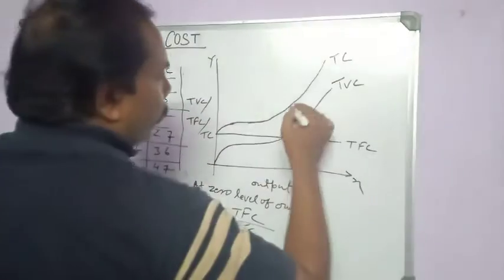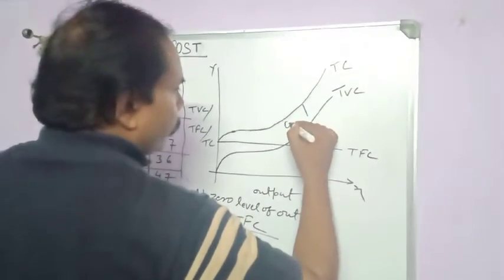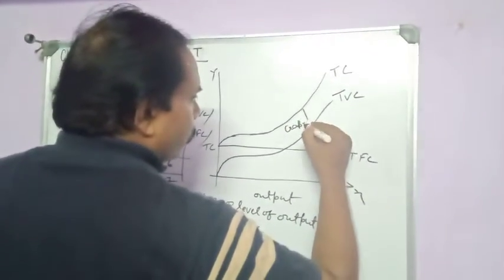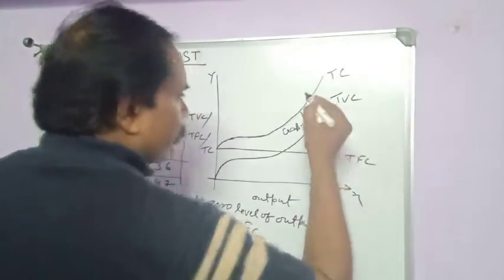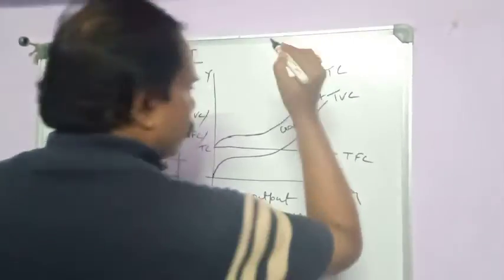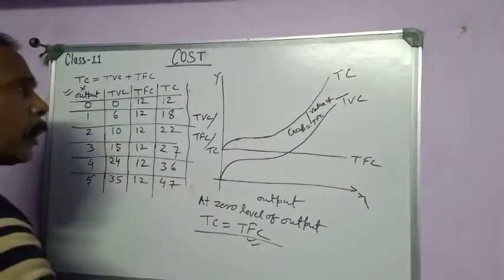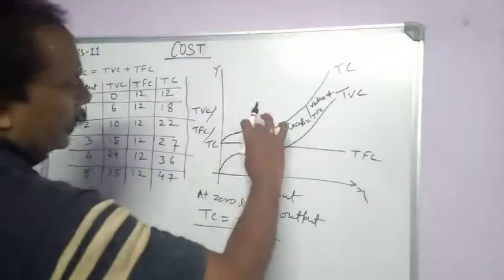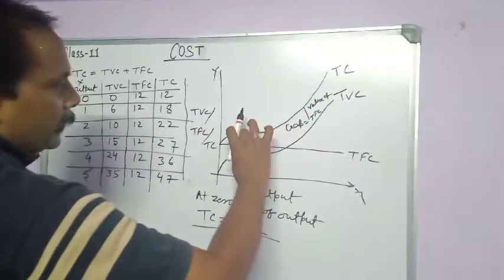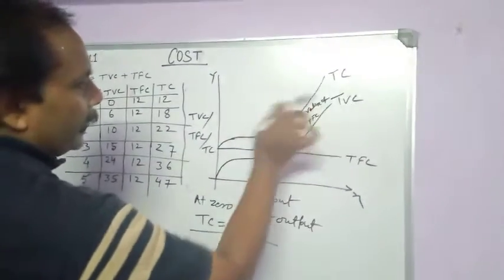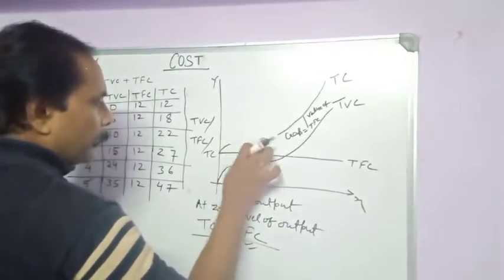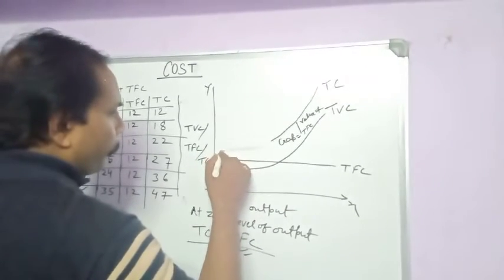So this is the gap between the TC and TVC. The gap will always be equal to the value of TFC at all levels of output. Here I have made some mistake. If you see the peak diagram, here you find the area is broader and here the area is smaller, so it is not possible. So we must reduce that area.